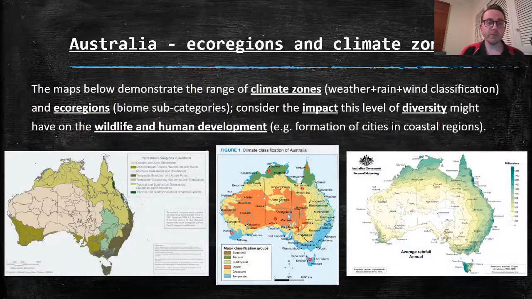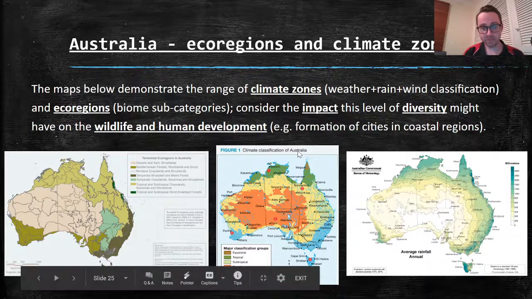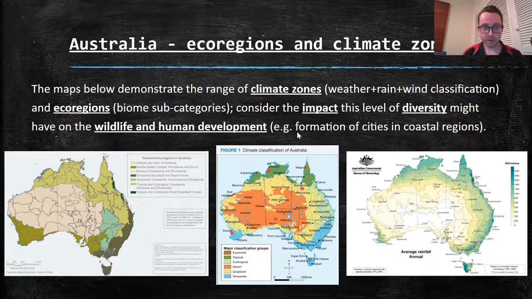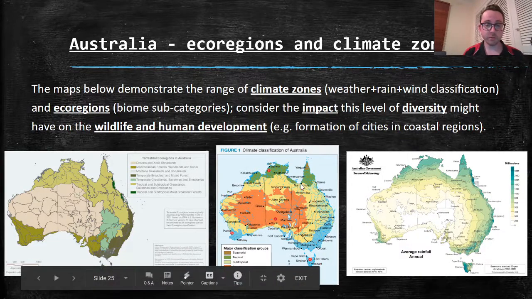The maps below demonstrate the range of climate zones. Climate is basically the weather. It's the long-term weather, rain, winds, and this map right here shows you all those different colors represent a different type of climate. So you have the green up the top there in Darwin and Cairns and Queensland, tropical, very hot, very wet. Whereas in the middle of Australia, Northern Territory, tops of South Australia, you're looking at a desert environment. Not every country in the world looks like that. Australia is different. Australia is special.